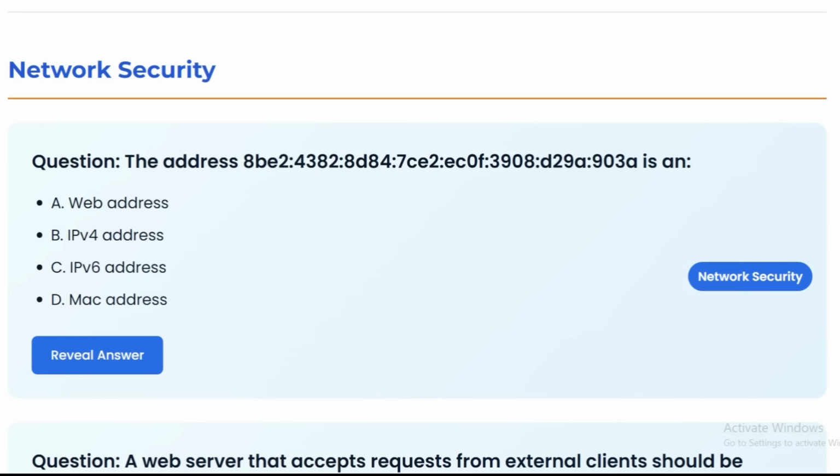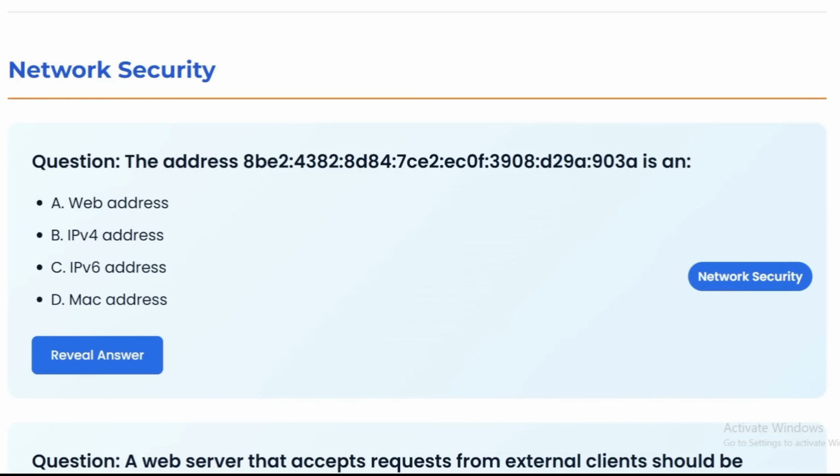IPv6 address, we need to understand how it looks. The MAC address is an address for hardware, network interface hardware. The address for identifying the network interface on the local network. So we also have the web address. URL refers to the web address, which here we have www something. So what answer do we have here? What's the correct answer? So let's see.